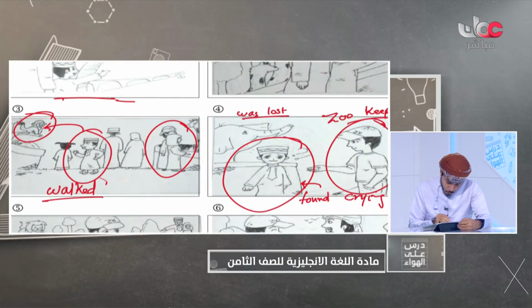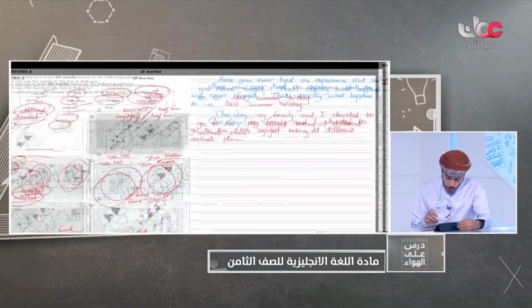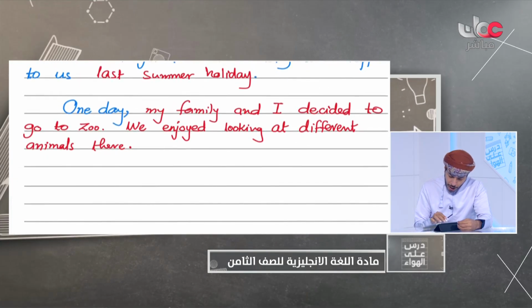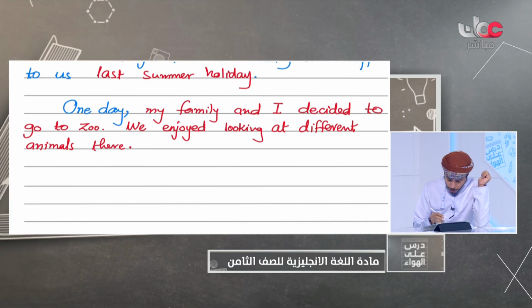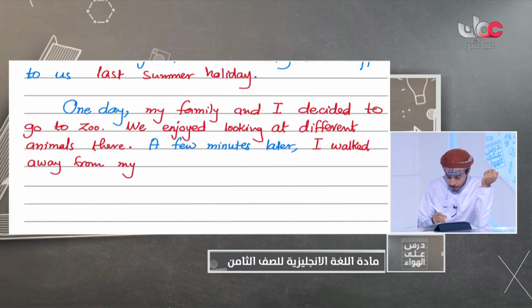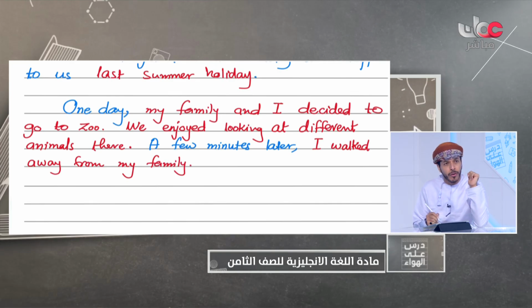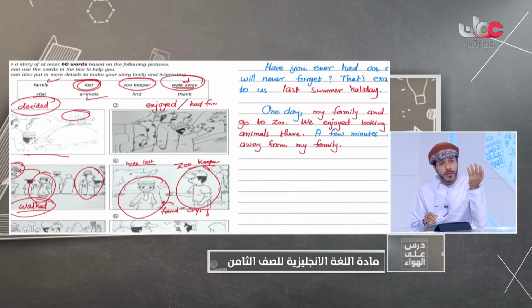If you look at the next picture, we have walked away, which is this one in the books. But I need to put it in the past tense, walked away. A few minutes later, we can use transitions like these, because transitions are very important in order to move from one event to another. For example, I can say a few minutes later. What happened? I walked away from my family. Good. And then what happened? I was lost. Very easy.